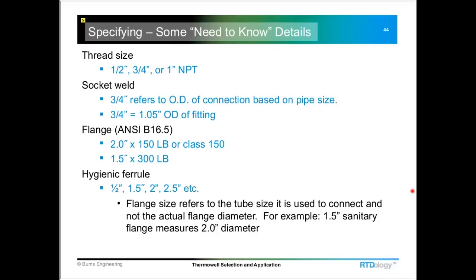And in the hygienic ferrule or triclamp size, one thing to remember here is that the 1/2 inch and 3/4 inch hygienic ferrules are the same size fitting. So if you specify 1/2 or 3/4 inch triclamp or hygienic ferrule, the manufacturers are only going to use one code letter or number for that, but it does cover both of those.